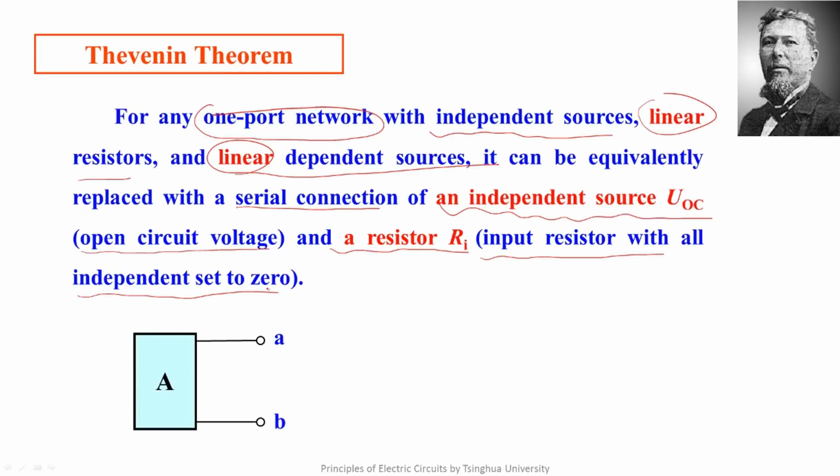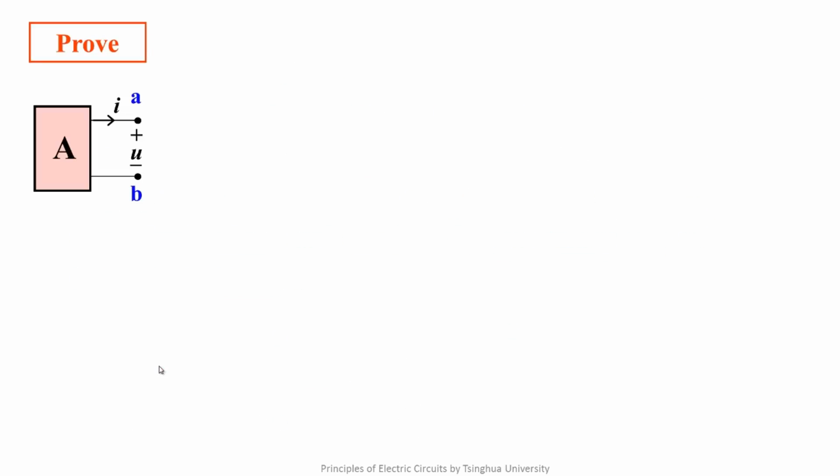By using the circuit element symbol, any kind of the complicated one-port network can be equivalent to such a circuit. Let's prove it. We've discussed the equivalence before. Two equivalent circuits means the equations that describe them have the same parameters. Now we try to prove that the left circuit is equivalent to the right circuit.